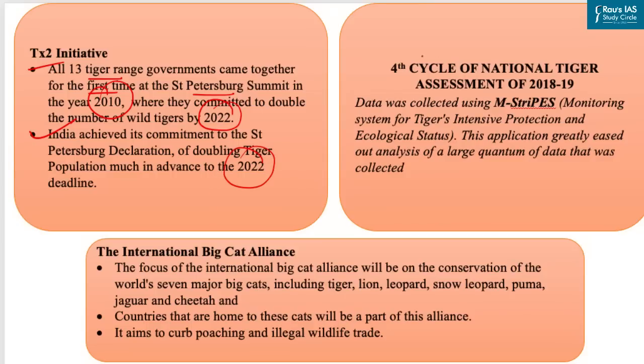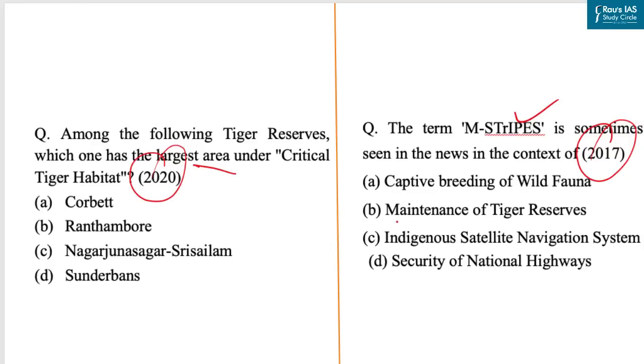Now, current news is about the 5th cycle of National Tiger Assessment. But in the 4th cycle of National Tiger Assessment of 2018-19, data was collected using M-STRIPES, that is Monitoring System for Tigers' Intensive Protection and Ecological Status. This application greatly eased the analysis of the large quantum of data that was collected. Now I guess you can answer this previous year question that the term M-STRIPES is sometimes seen in news in the context of maintenance of tiger reserves.